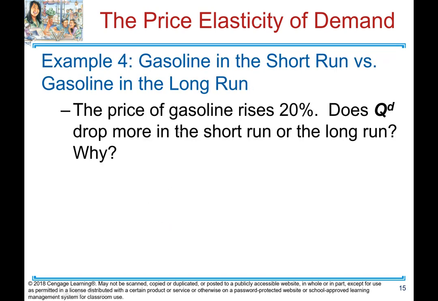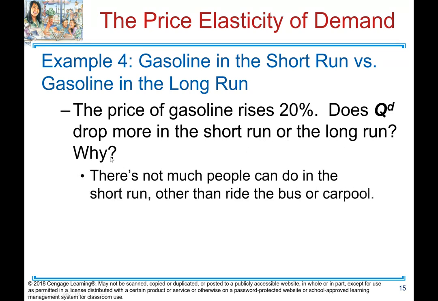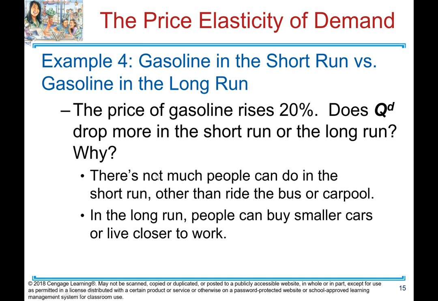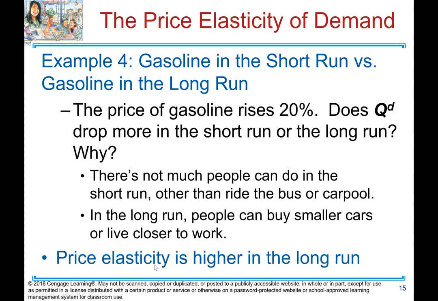Example 4, gasoline in the short run versus gasoline in the long run. The price of gasoline rises 20%. Does quantity demanded drop more in the short run or the long run, and why? There is not much people can do in the short run other than ride the bus or carpool. In the long run, people can buy smaller cars or live closer to work. Therefore, price elasticity is higher in the long run.